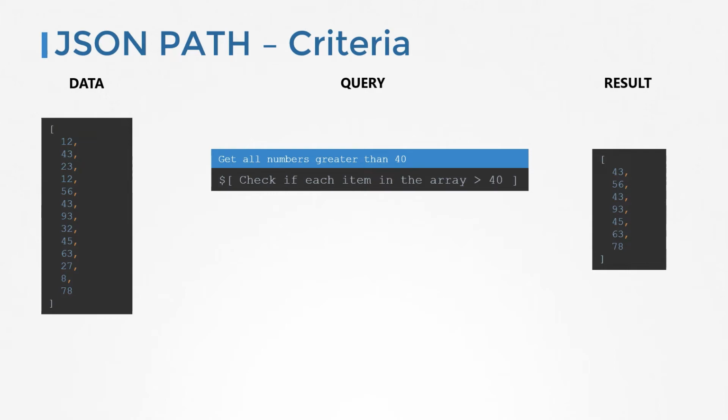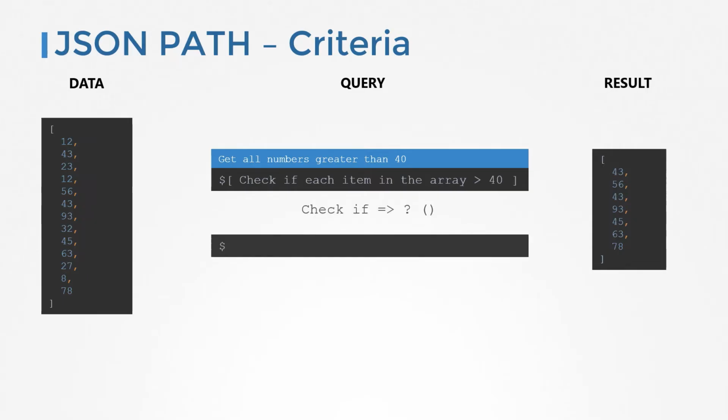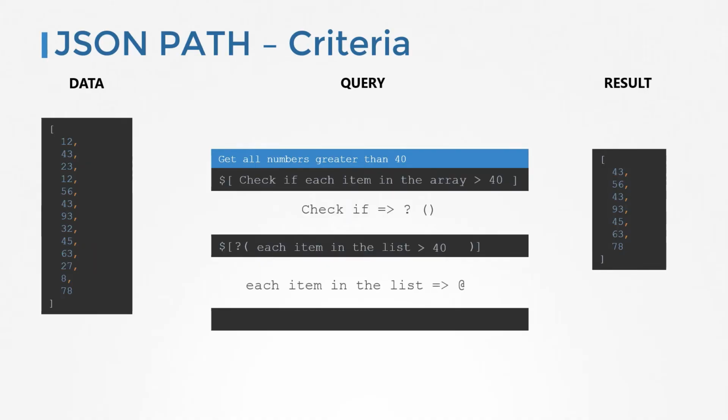Now, of course, it's not going to be this verbal, so the check if part can be replaced by a question mark followed by a pair of brackets. This is used to specify a criteria or filter. Within the brackets, we say check whether each item in the list is greater than 40. From this, the phrase each item in the list can be replaced by the @ symbol. The @ symbol in a criteria means each item in the list.